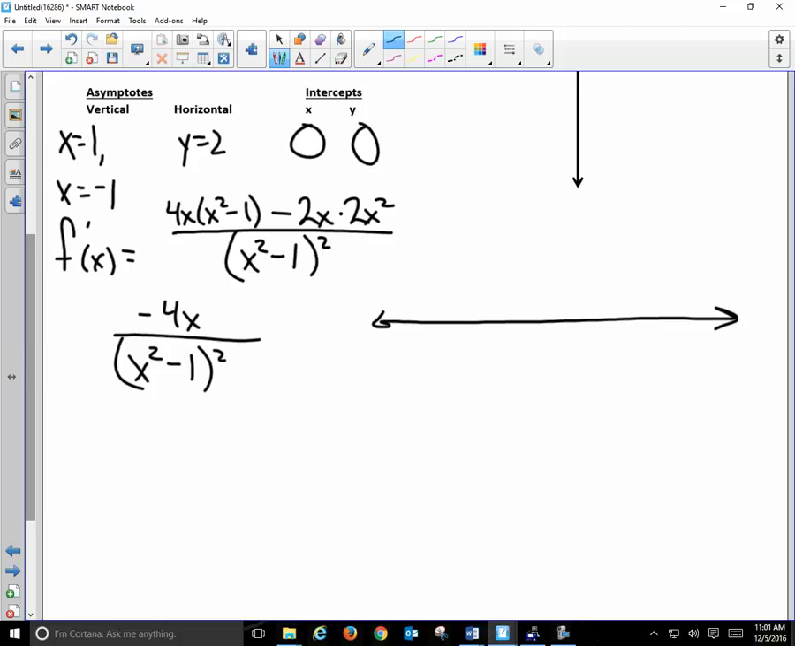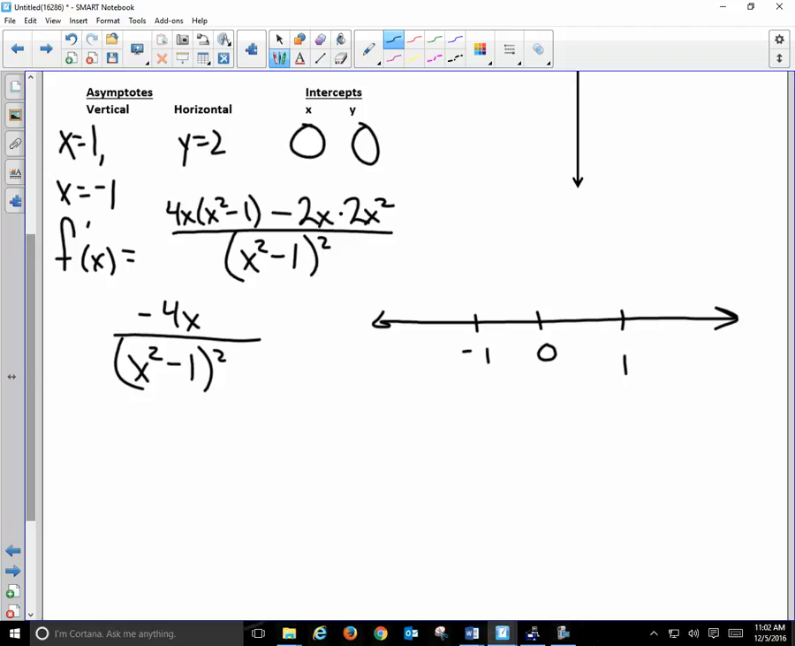Don't know what the graph looks like, so we're gonna have to do some number line testing here. What numbers should I put on my number line for critical points? 1 and negative 1. What else? 0. Yep, that's where the top's equal to 0. That's where it's undefined due to the denominator.